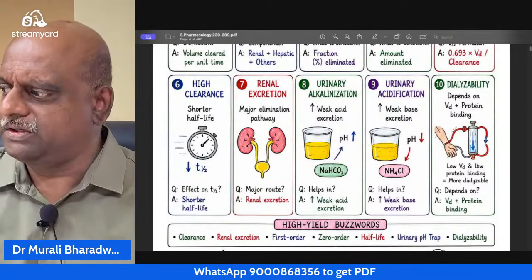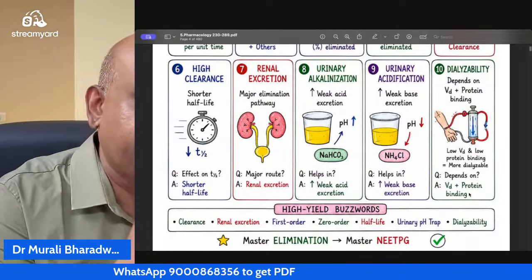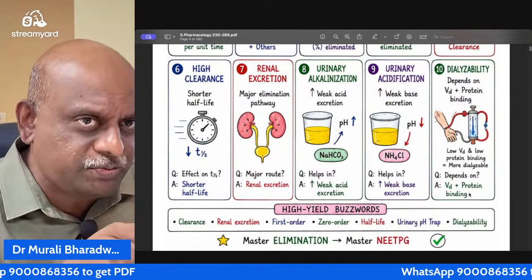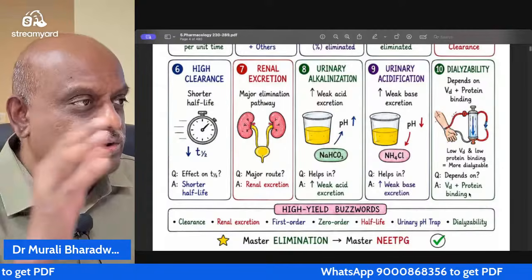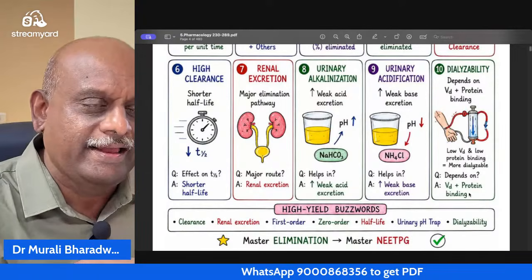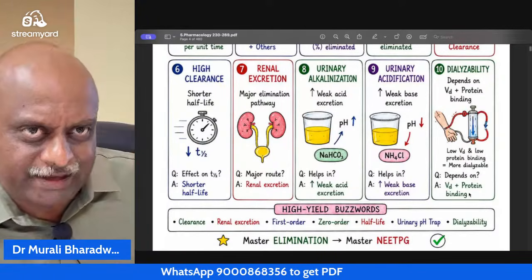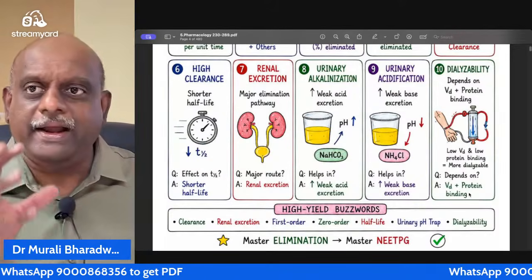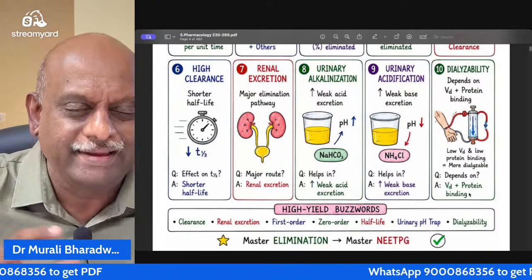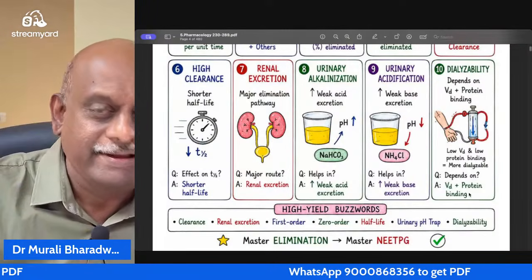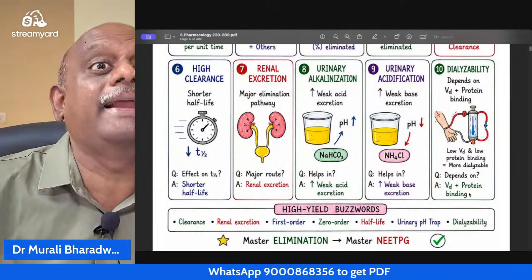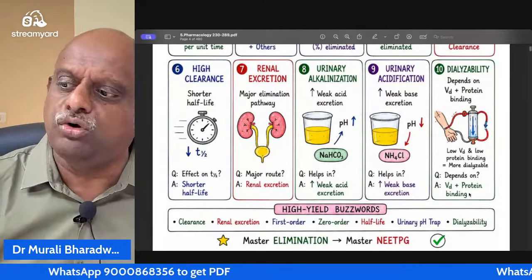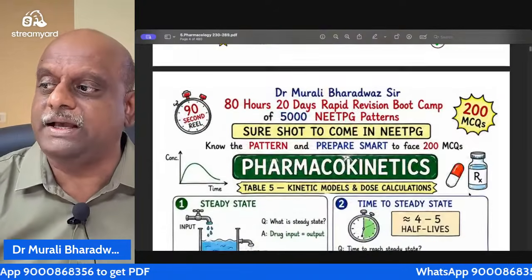So what decides? It is the volume of distribution. For a drug to be dialyzable, what should happen? It should be in the plasma. It should not go into tissues. A drug which has a low VD is more there in the plasma rather than outside the blood vessel, and it is more dialyzable. Similarly, a drug which is more protein bound remains in the blood vessel, so it is more dialyzable. So a low VD and high protein binding make a drug more dialyzable, is what we need to basically remember.